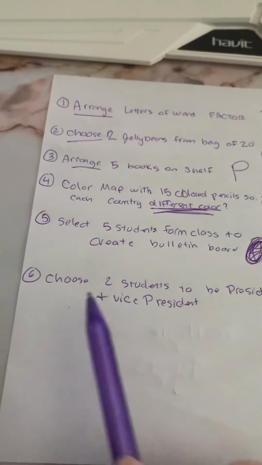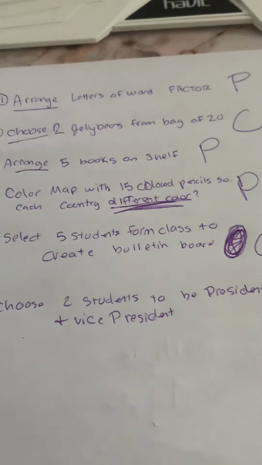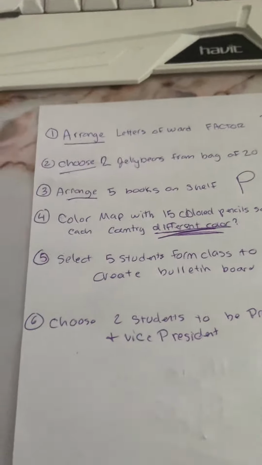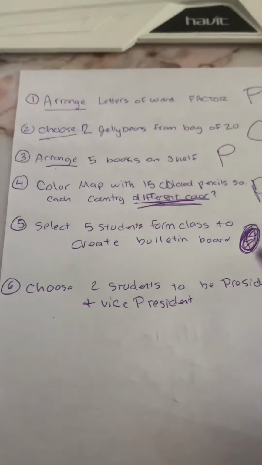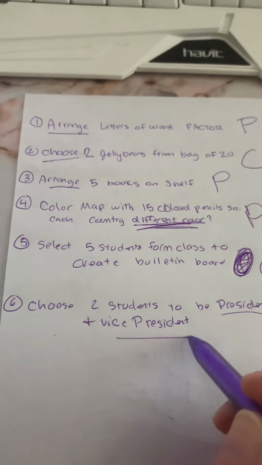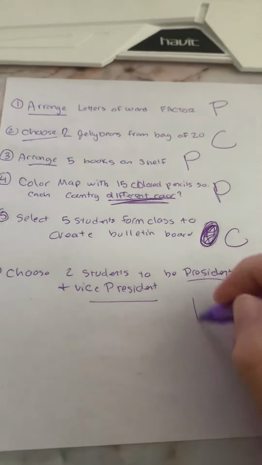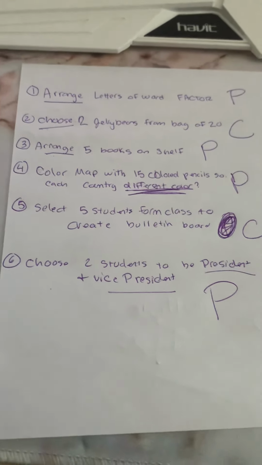And number 6, choose 2 students to be a president and a vice president. So since there are specific roles, president, vice president, it's 2 very specific things. We got a permutation.